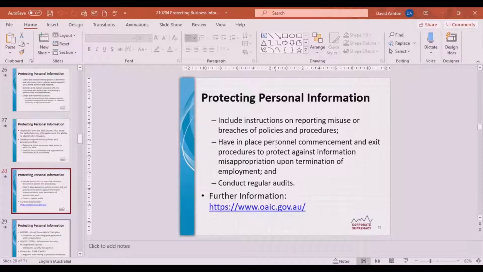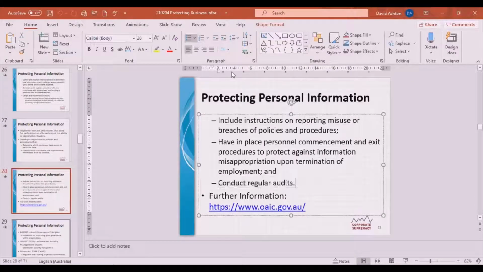Do you collect information, cancel passwords, cancel access to your record keeping system, cancel access to your computer system and that type of thing? And importantly, once you've got these policies and procedures in place, conduct regular audits to make sure that they're actually being implemented correctly, and that there is adequate control in place of personal, business and client information.